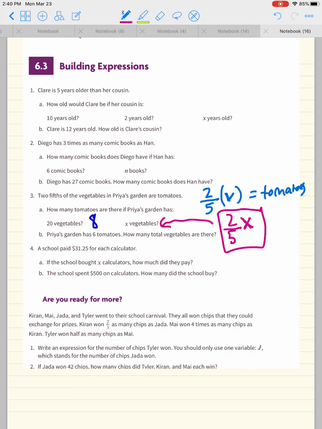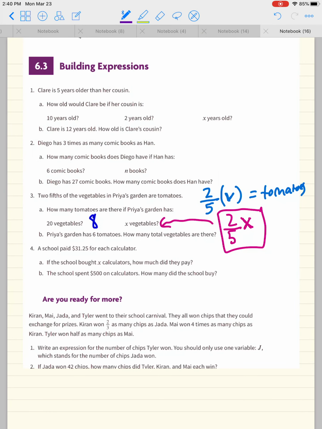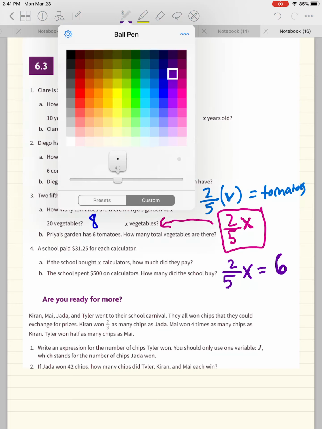All right, last one is B. Priya's garden has 6 tomatoes. How many vegetables are there? This one's a little tricky, but we know that 2/5 times X is going to equal 6. And so in order to solve that, we're going to need to do the opposite.